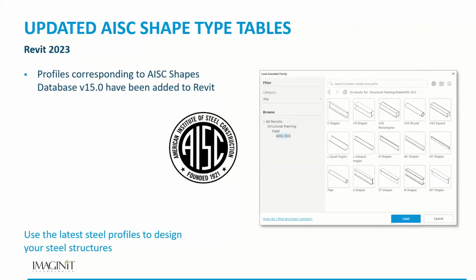Also for our structural, congratulations, we now have an updated shapes book for if you were feeling that you were lacking any. The database has been updated to version 15. It's all within Revit, so we now have all of the most current shapes that are available to us.